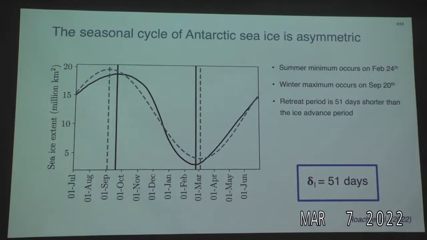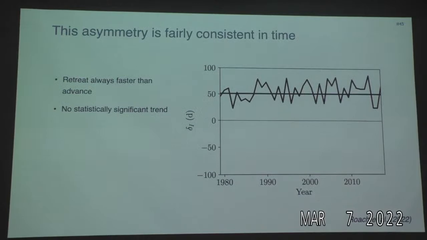We can look at this in time. So here I've computed this metric for each year of the satellite record. And you can see that there is interannual variability, but it's a fairly consistent asymmetry. The retreat is always faster than ice advance, and there's no statistically significant trend over this period.